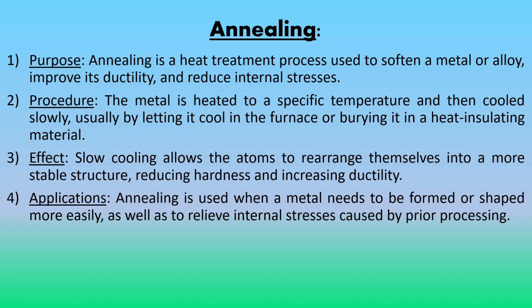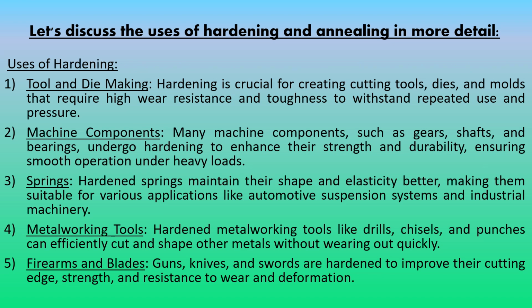Effect. Slow cooling allows the atoms to rearrange themselves into a more stable structure, reducing hardness and increasing ductility. Applications. Annealing is used when a metal needs to be formed or shaped more easily, as well as to relieve internal stresses caused by prior processing. Let's discuss the uses of hardening and annealing in more detail.